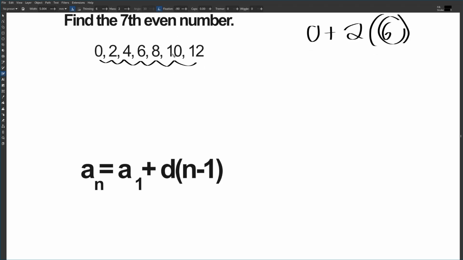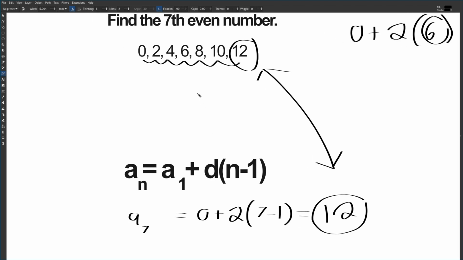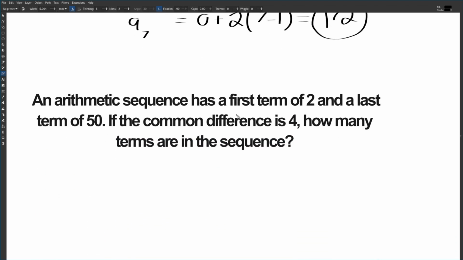If we want to find the seventh even number, it's going to be a of 7. That's equal to the first term, 0, plus the difference, which is 2, times the term number. We want the seventh one, so we subtract 1. That's equal to 2 times 6, which is 12. And these answers match. So when we're dealing with larger numbers, like the 1000th term, the explicit formula is a lot better. Okay, let's use the explicit formula for problems here.